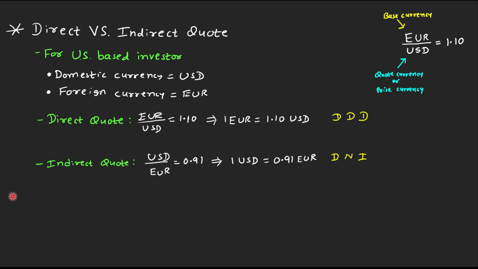And for John, the indirect quote will be USD over EUR, which will be 0.91, right? So we have 1 euro equals 1.10 USD, then 1 USD will equal 0.91 euro. And to remember that, domestic currency, which is USD, in the numerator is an indirect quote.